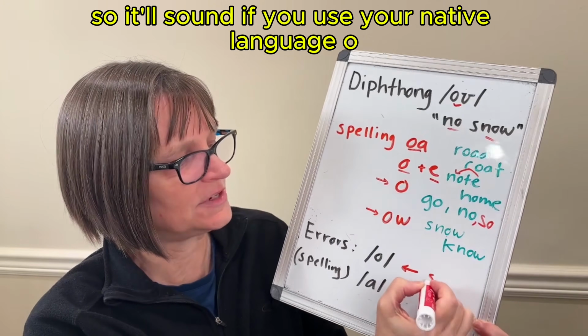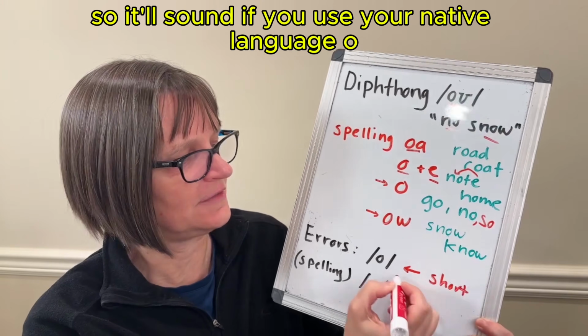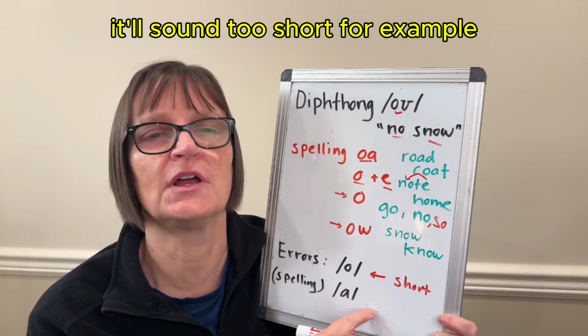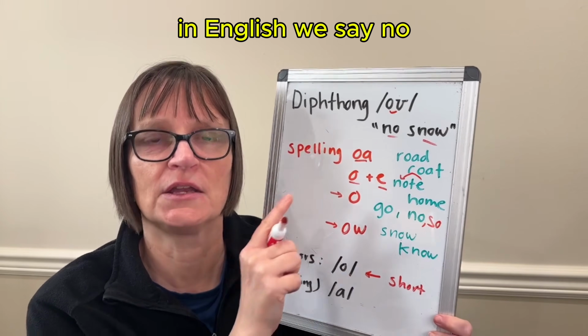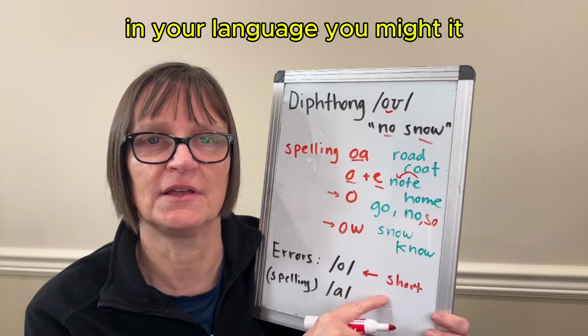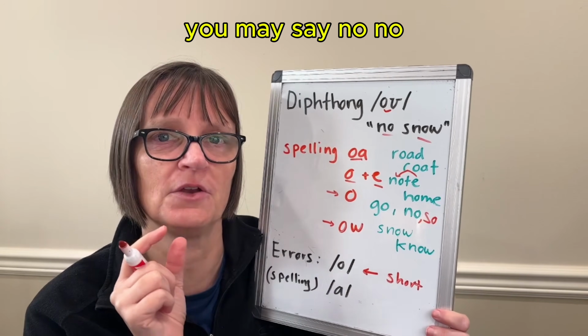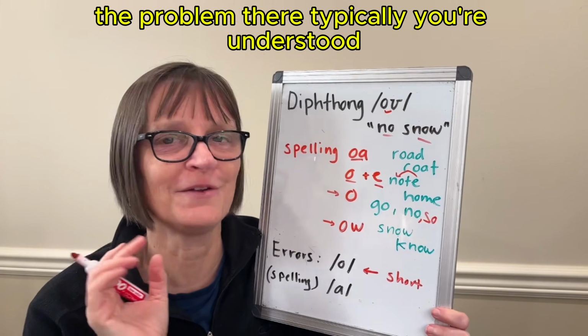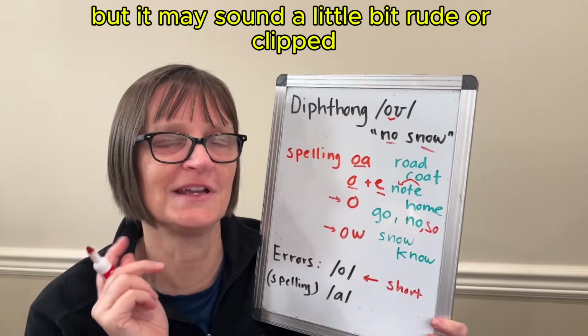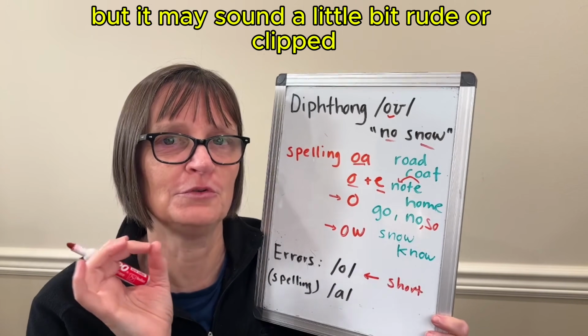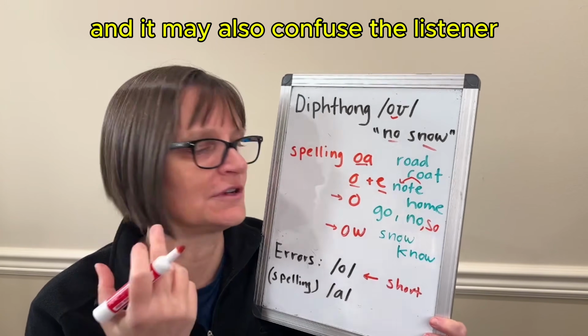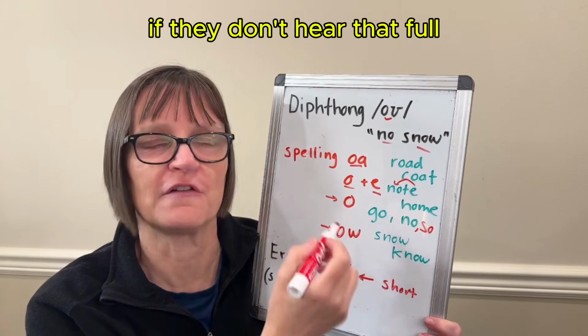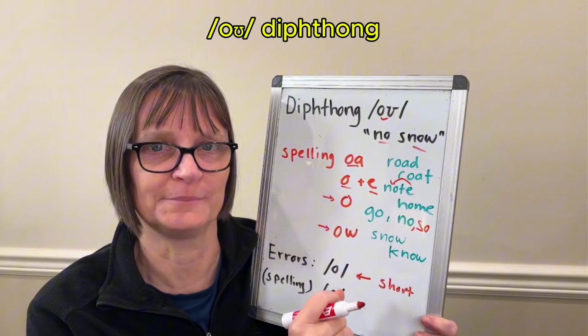So if you use your native language O, it'll sound too short. For example, in English we say no. In your language, if you said it with your accent, you may say no, no, just that simple little O. The problem there, typically you're understood, but it may sound a little bit rude or clipped, and it may also confuse the listener if they don't hear that full O diphthong.